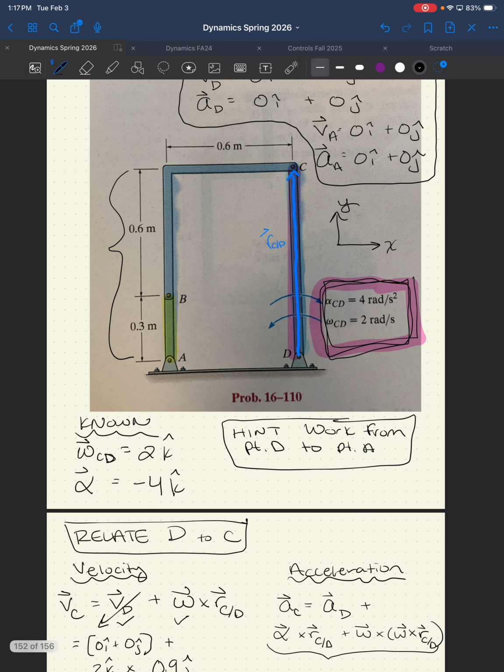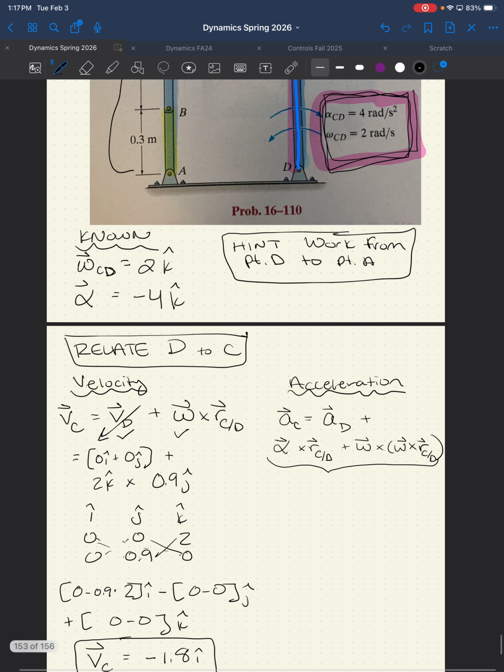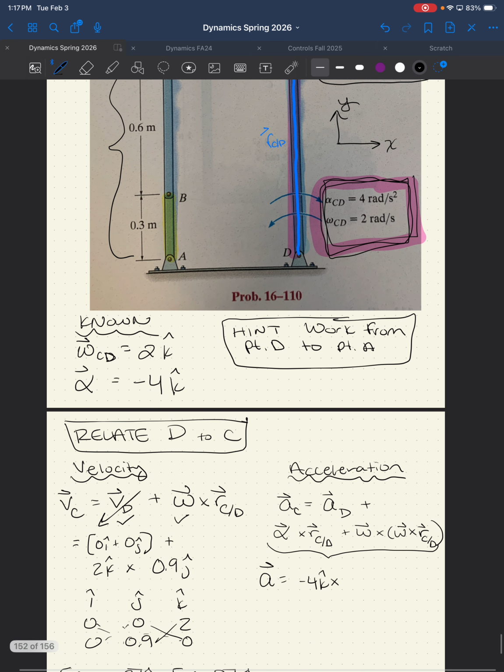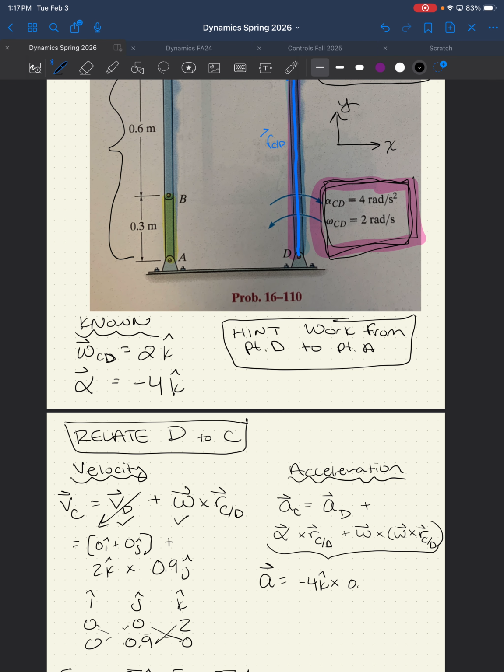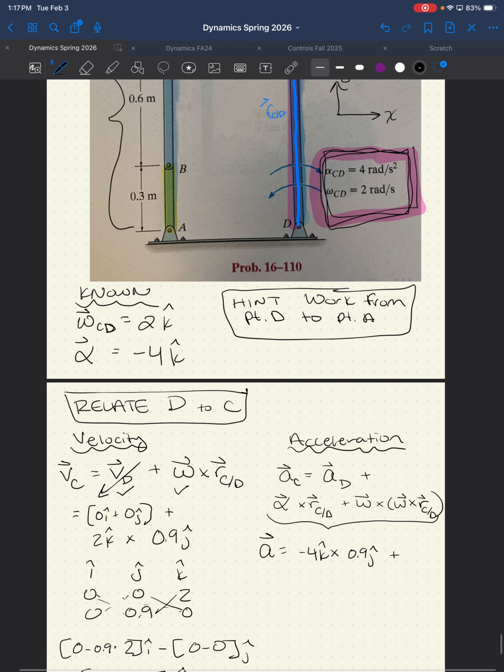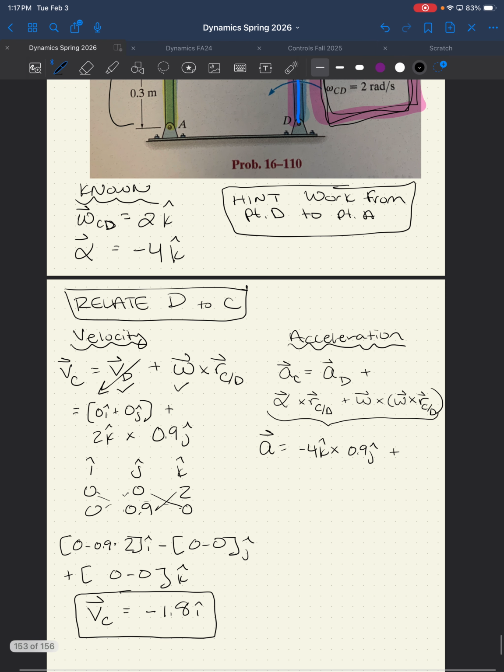Okay, so a sub C, I should get, the two negatives cancel here, a positive 3.6 i hat. Very good. Okay, that's still not what the problem is asking us for. I still want to work my way over to body AB.